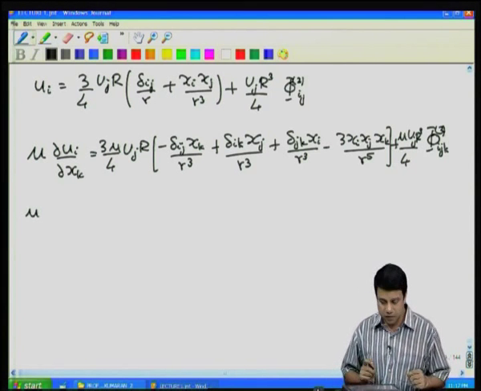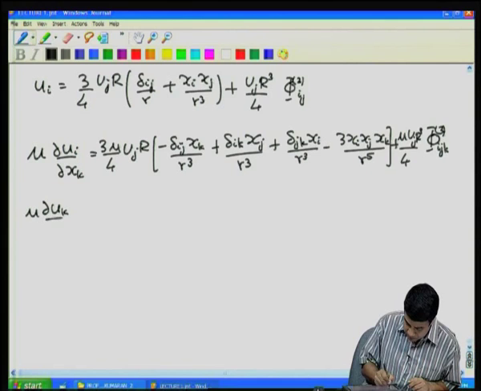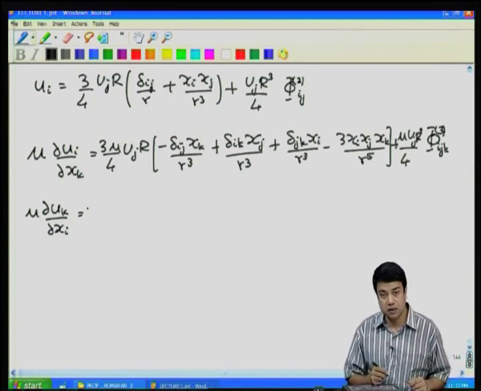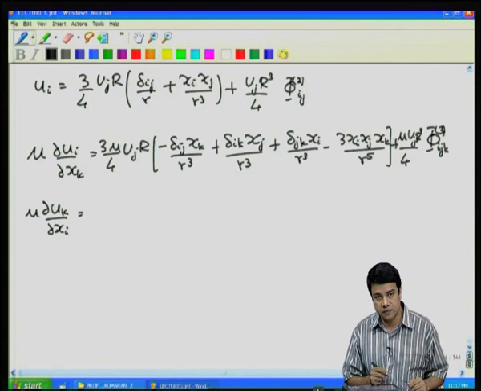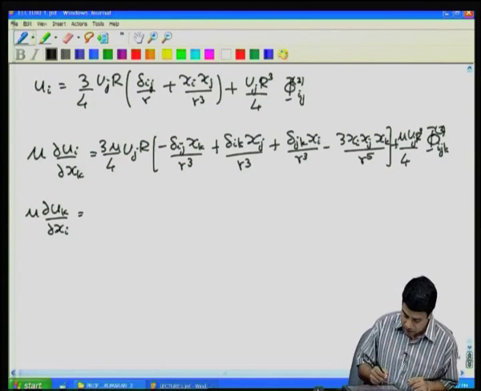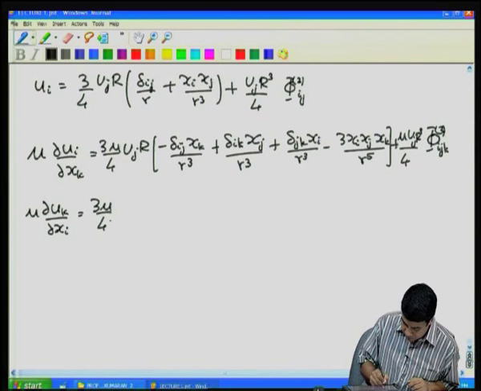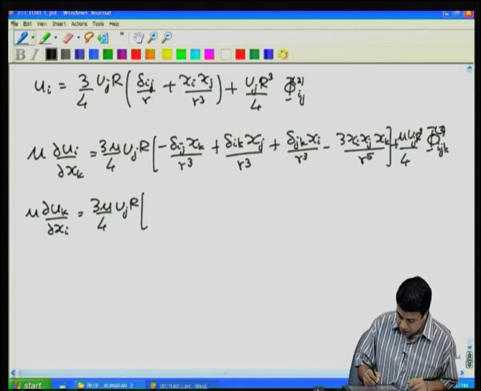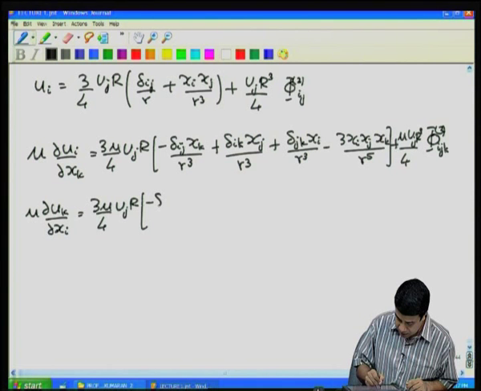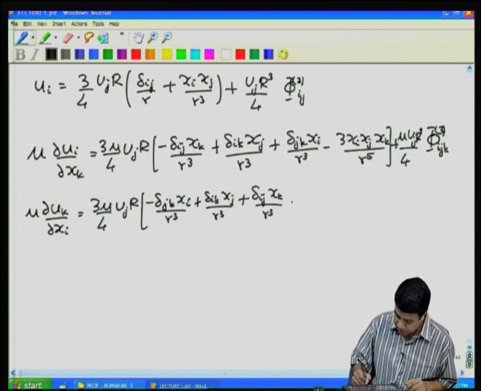So, in my expression for partial u k by partial x i, I just interchange i and k in the expression for partial u i by partial x k, that is just equivalent to taking the transpose. So, I interchange i and k in the first term, I will get minus delta j k x i by r cubed plus delta i k x j by r cubed plus delta i j x k by r cubed minus 3 x i x j x k by r power 5.